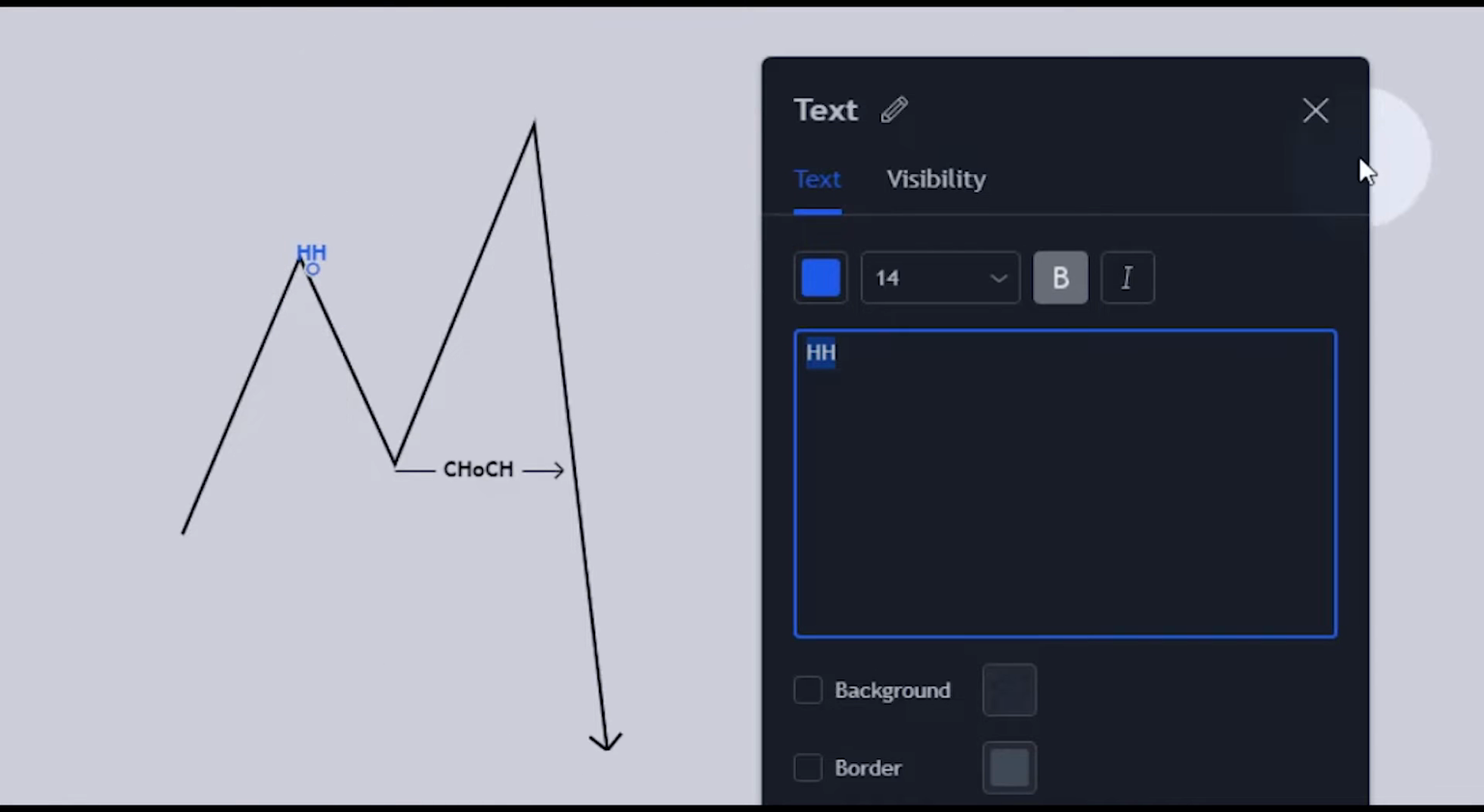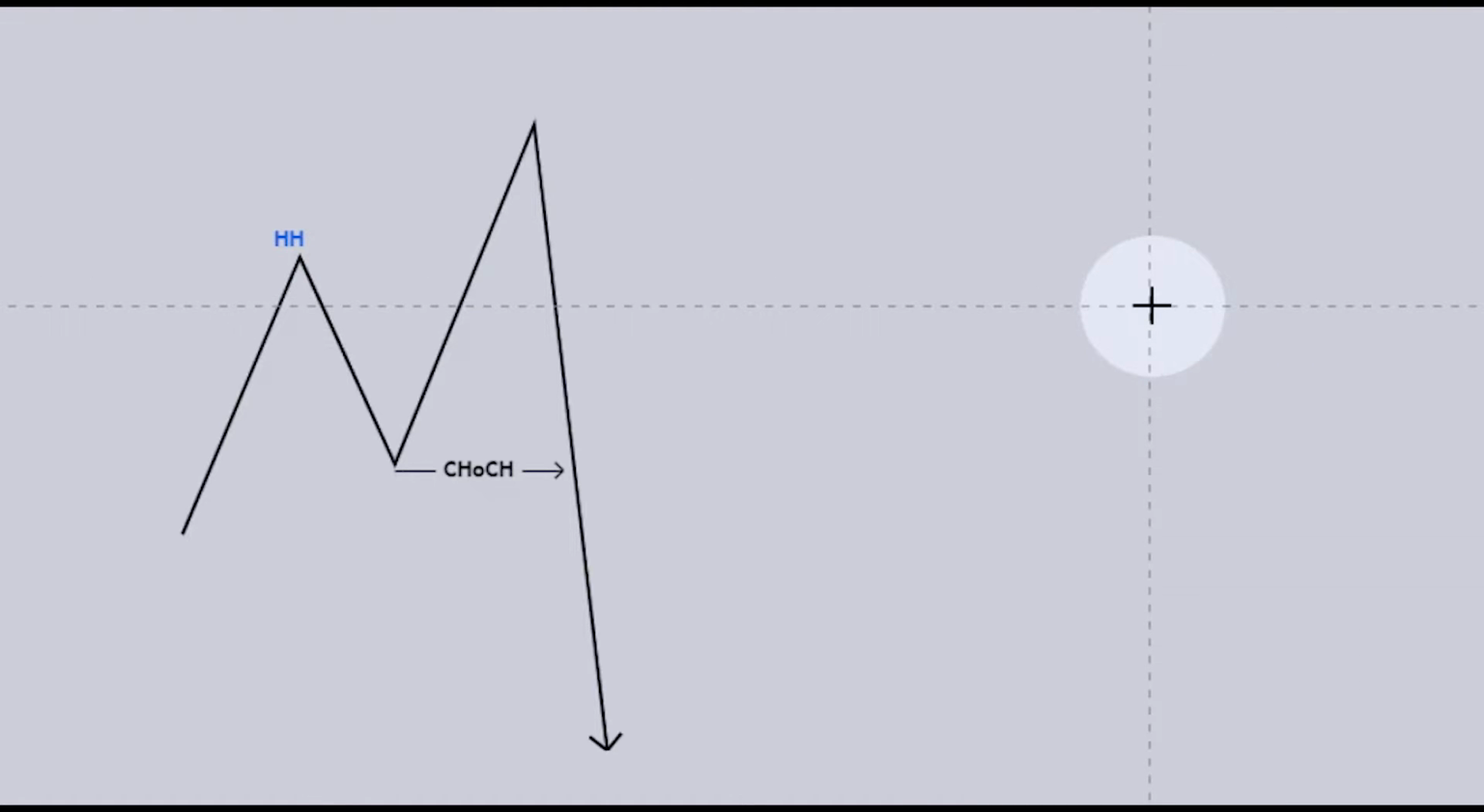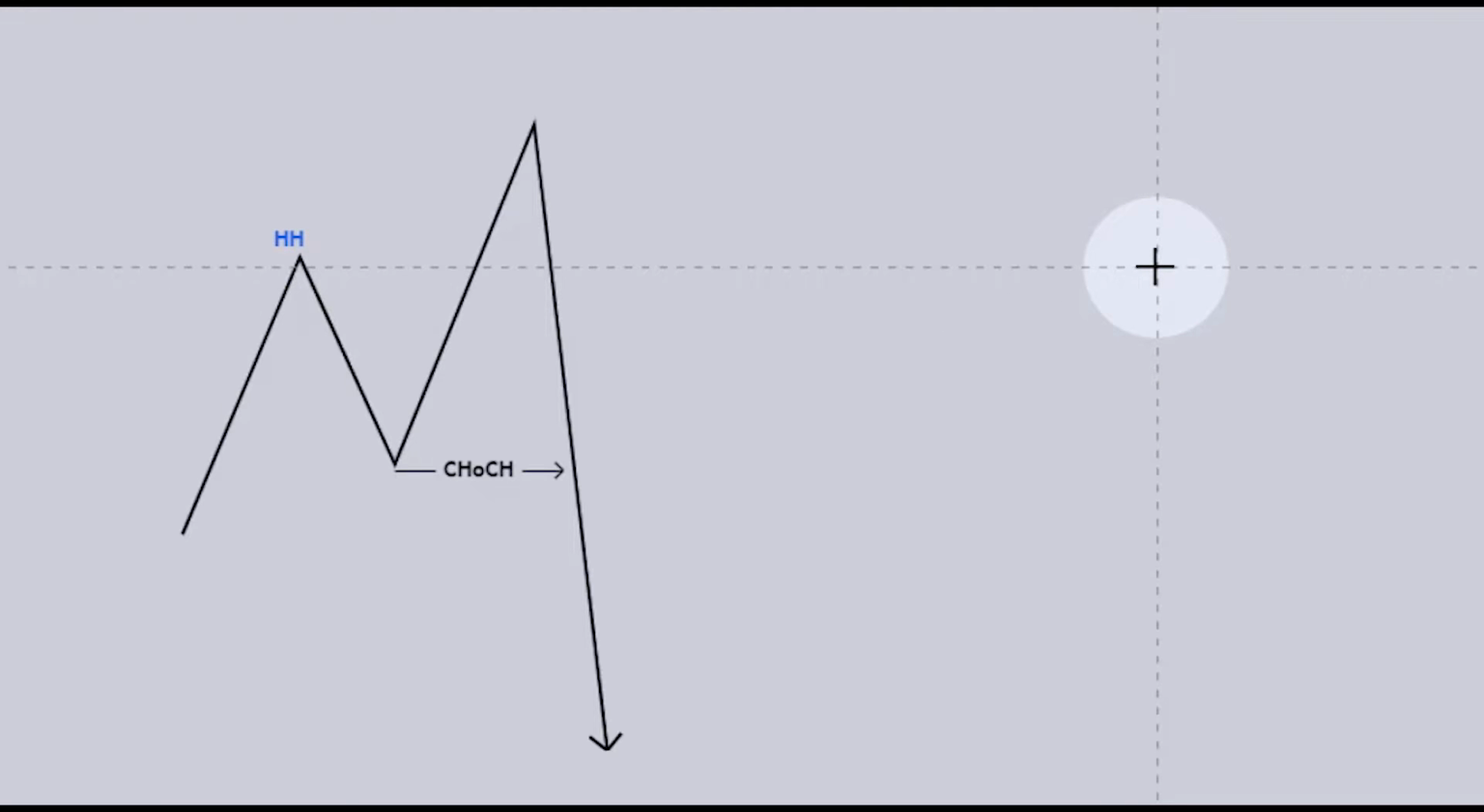The Quasimodo pattern is a reversal pattern that occurs when a currency pair reaches a significant high or low, but then quickly reverses direction. The pattern is named after the character Quasimodo from the novel The Hunchback of Notre Dame due to the pattern's shape resembling a hunchback.